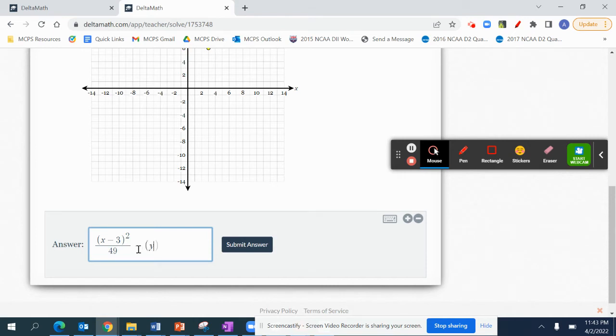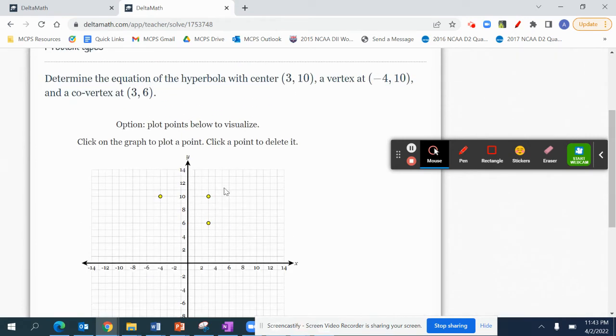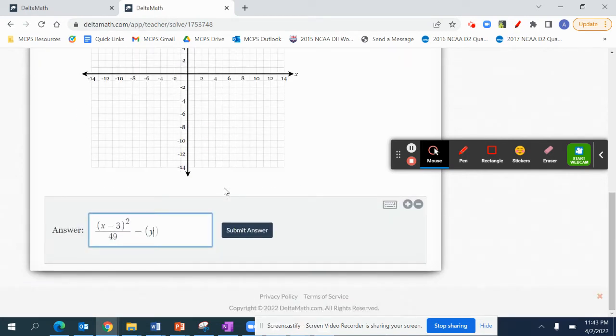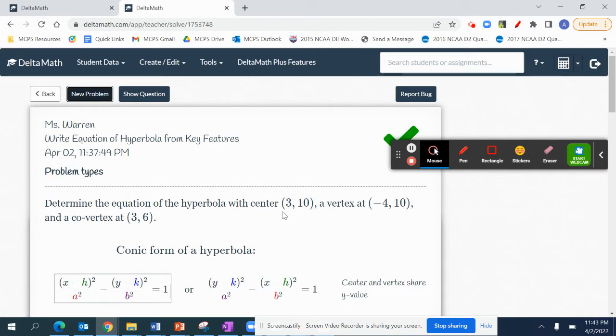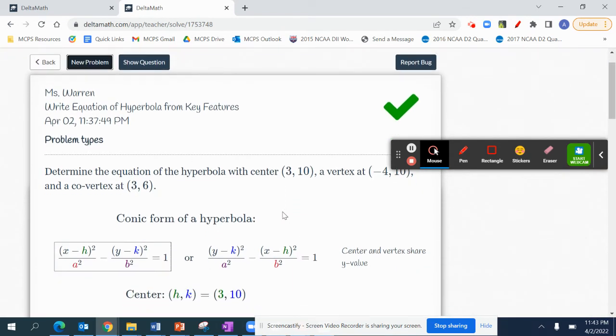And then I can again open parentheses, y minus 10 squared, right arrow, slash 16 for 4 squared, equals 1. And then we're good to go.